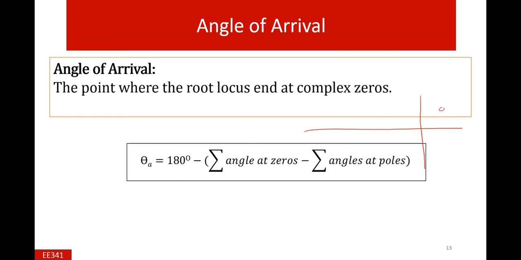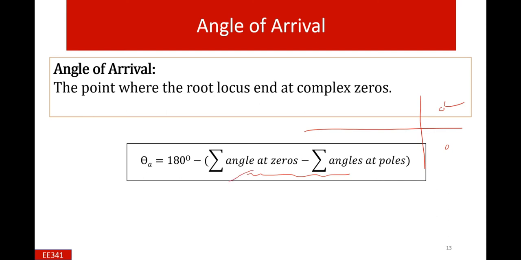And similarly, angle of arrival: if the open loop zeros are in the complex plane, at what angle the root locus is approaching them, that angle is called the angle of arrival. And how to find the angle of arrival? It is equal to 180 minus the difference between the sum of the angles of zeros due to the given zero, and minus the sum of the angles of poles due to that same zero.